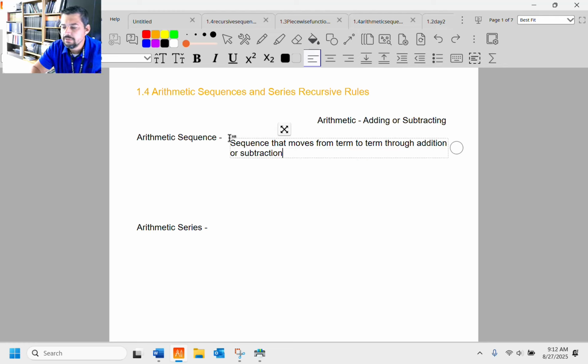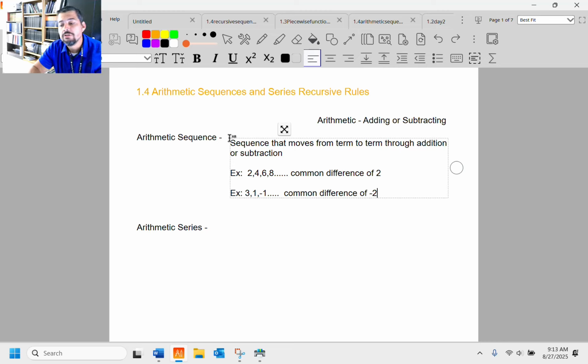So an example might be something like 2, 4. You can probably tell me the next term now. It's 6, followed by 8, and so forth. We had a common difference of 2. Another example, we might do subtraction. We might do like 3, 1, negative 1. Here we had a common difference, not of 2, but of negative 2, because we were taking away 2 as we move from left to right.